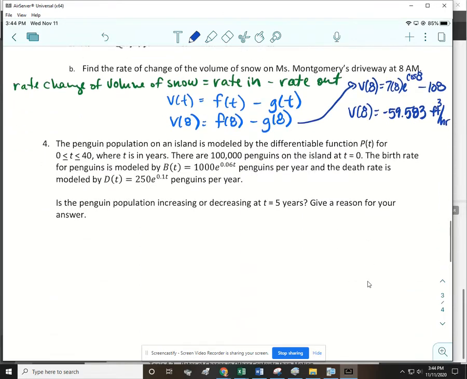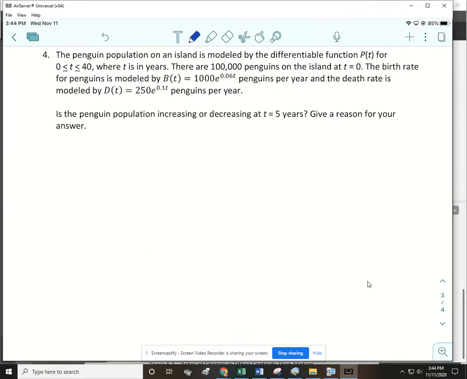All right, and then 4, we have a penguin problem. The penguin population on the island is modeled by a differentiable function P of t for t between 0 and 40 years. There are 100,000 penguins on the island at time t equals 0. The birth rate of penguins is modeled by this b function. The death rate is modeled by this d function. And both of those are in penguins per year. They're both rates already. Is the penguin population increasing or decreasing at t equals 5 years?